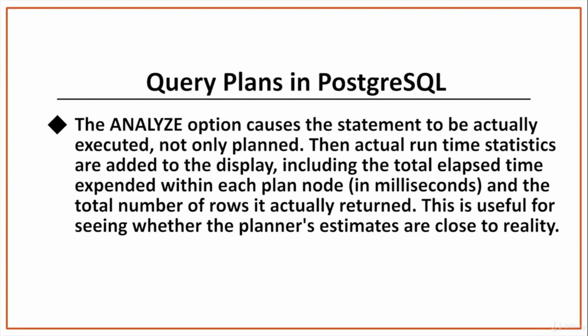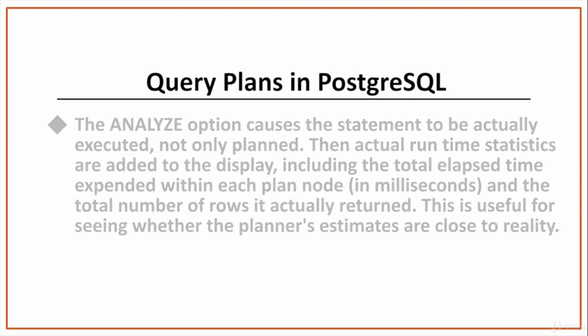The analyze option causes the statement to be actually executed, not only planned. Then actual runtime statistics are added to the display, including the total elapsed time expended within each plan node in milliseconds, and the total number of rows it actually returned. This is useful for seeing whether the planner's estimates are close to reality.